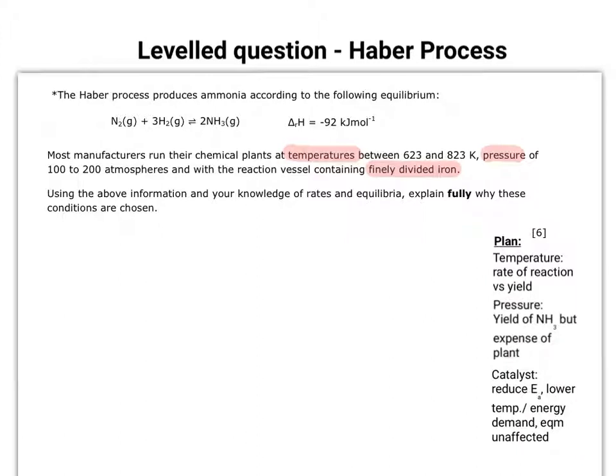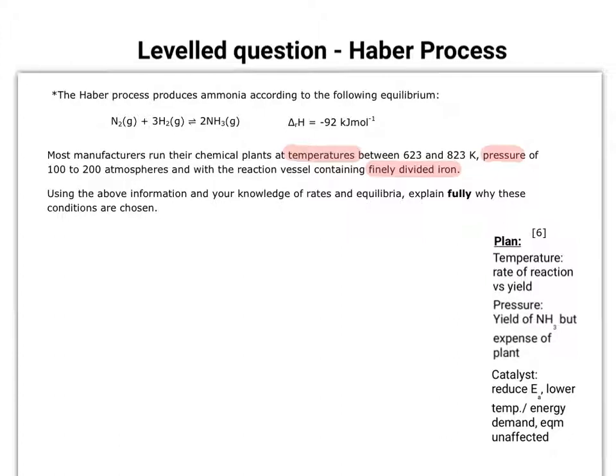So with all A-level questions, it's always worth spending a minute or two doing a quick plan before you start. Now we've obviously worked out that there's a temperature section, a pressure section and a catalyst section. So the temperature is rate of reaction versus yield. In other words, the rate of reaction can be increased with higher temperature, but that won't actually increase the yield because, as you can see, the forward reaction is exothermic. I'll go into this a little bit more when I do the section on temperature.